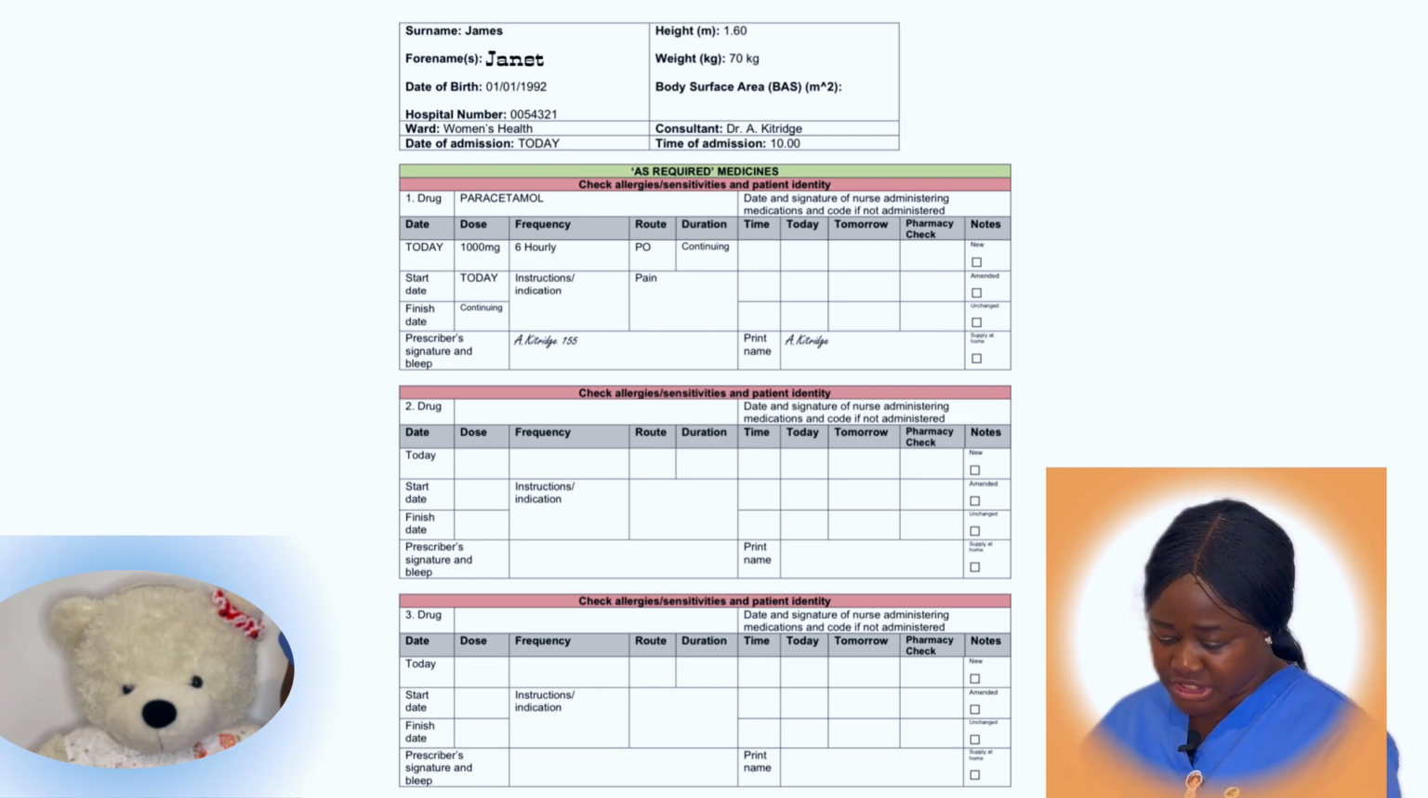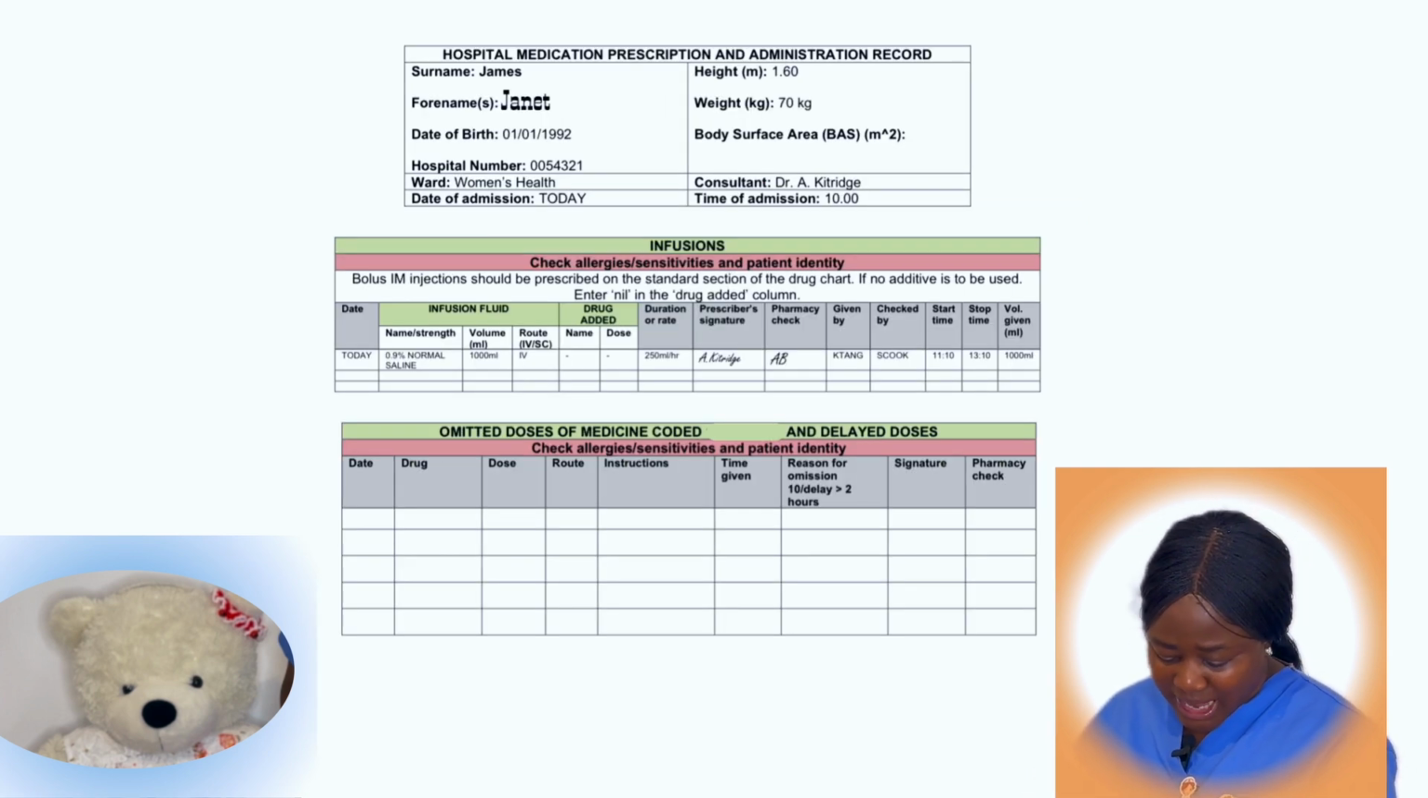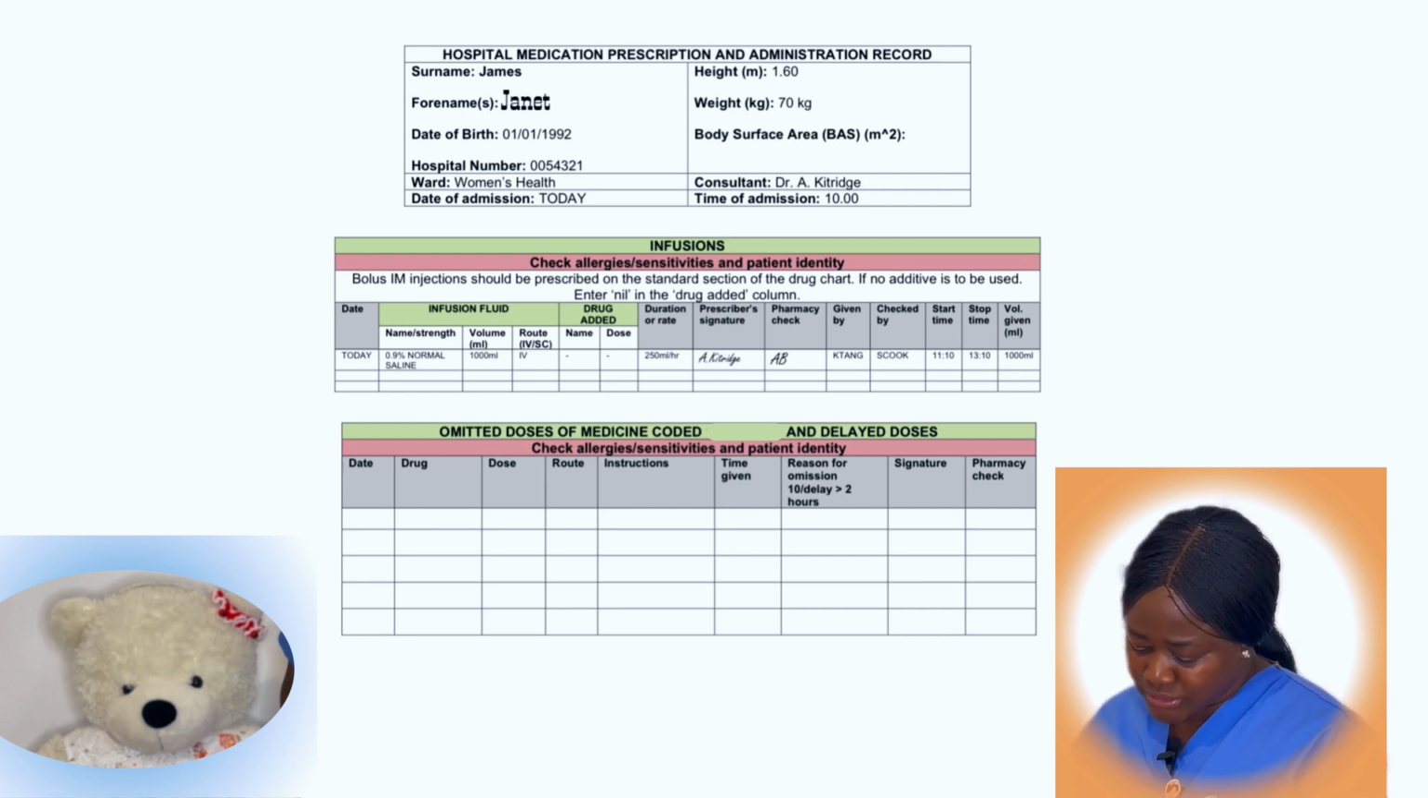The last page, I've got infusion. Janet will have infusion today, 0.9% normal saline. Volume was 1000 ml. Route IV. Duration or rate is 250 ml per hour. Prescriber signature A. Kittredge, and pharmacy check AB. It was given by colleague K Tang, checked by Skook, and it started at 11:10, finished at 13:10 hour. 1000 ml was given.